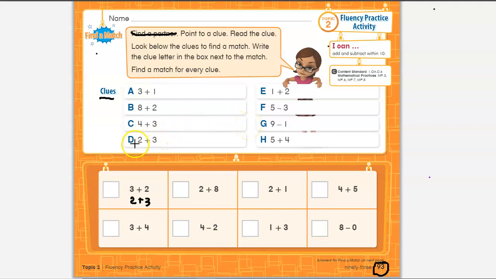Letter choice D says 2 plus 3. So I'm going to write the letter D in the blank. This is a match. 3 plus 2 and 2 plus 3 are the same equation. They are a match. Our add-ins are just changed around. Okay, let's look at this one. If we have 2 plus 8, we need to find the matching clue.